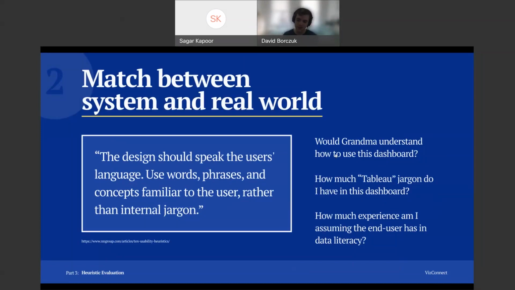So make sure that you understand your audience. If your audience has a lot of experience in Tableau, you can use that language. But if you explain everything in layman's terms, then you're going to have the most accessibility for your dashboard.